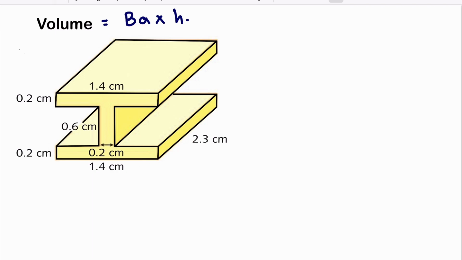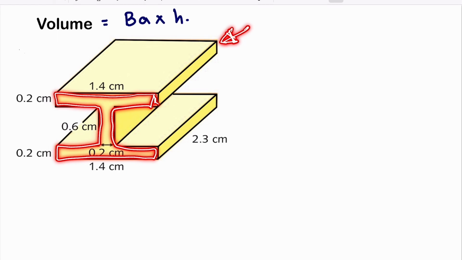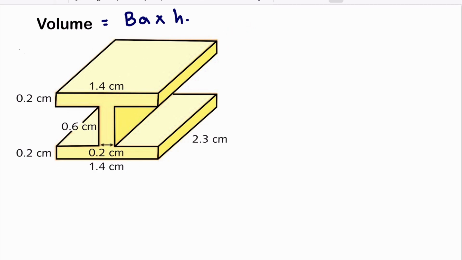For all prisms, the base is the side that is the same, identical. So we have this face, and this other face here will be practically the same with the same dimensions. So this will be our base. Let's calculate the base area first.